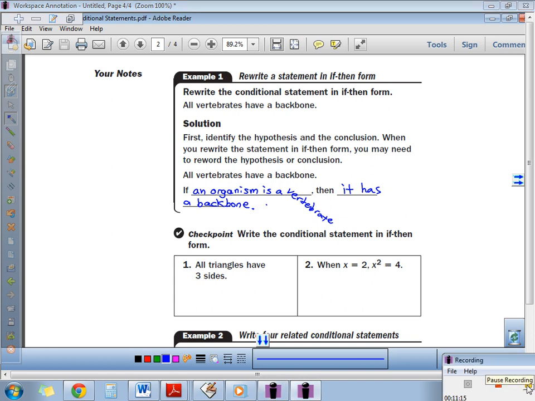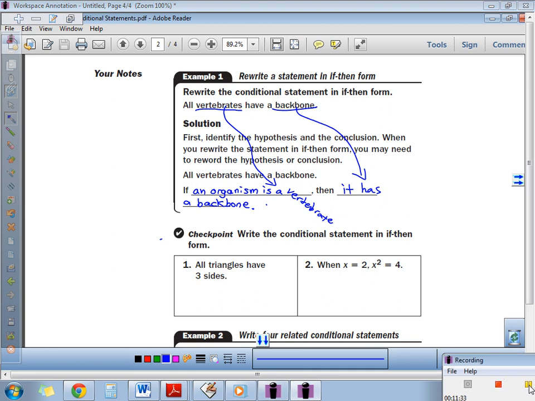One more key topic. Vertebrates is the word that comes first, therefore it needs to be in your hypothesis. The backbone word comes second, so it's going to be in your conclusion. Please pay attention to that. You need to keep the order the same so you don't change its meaning. Try the checkpoints now. I'll give you a little bit of time.